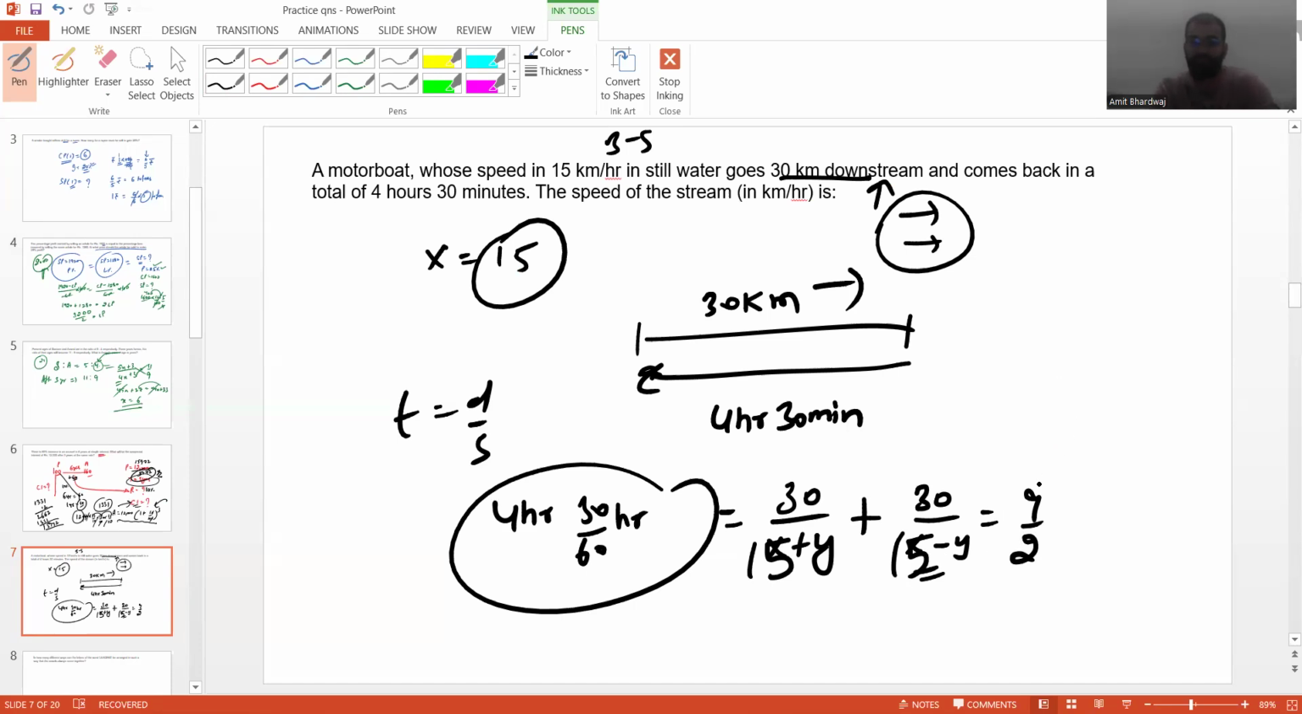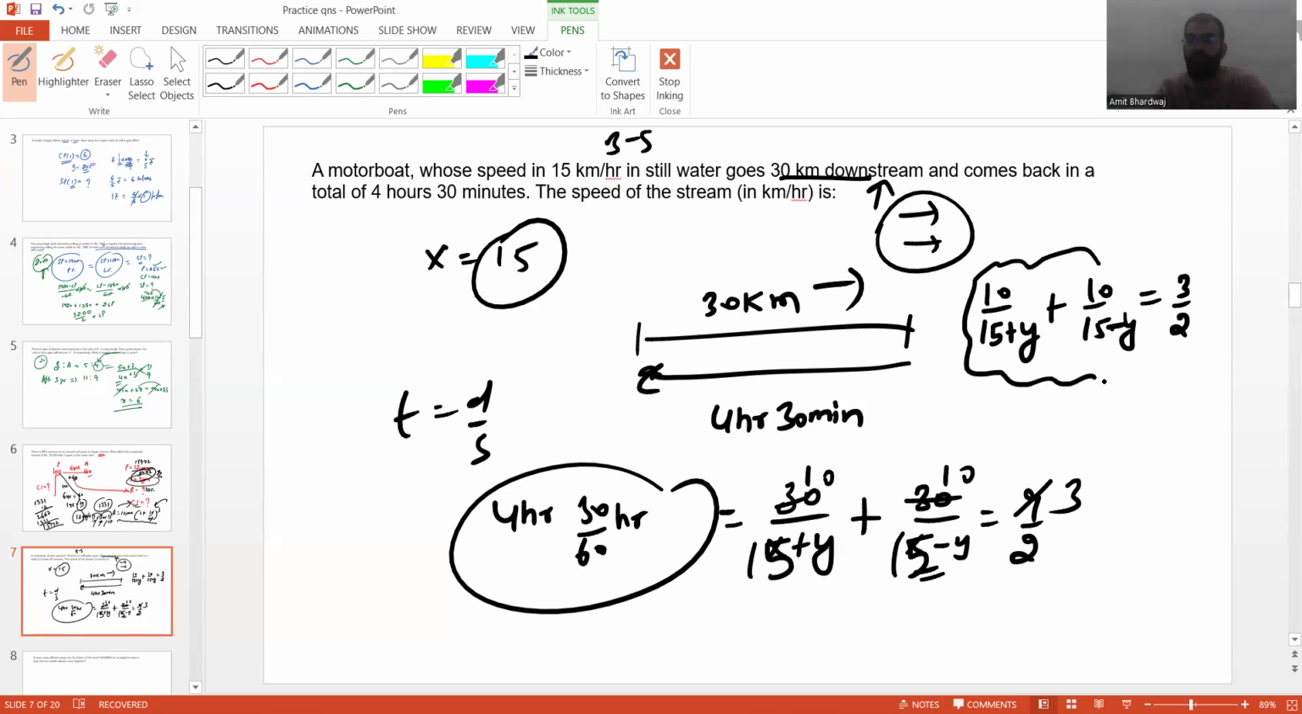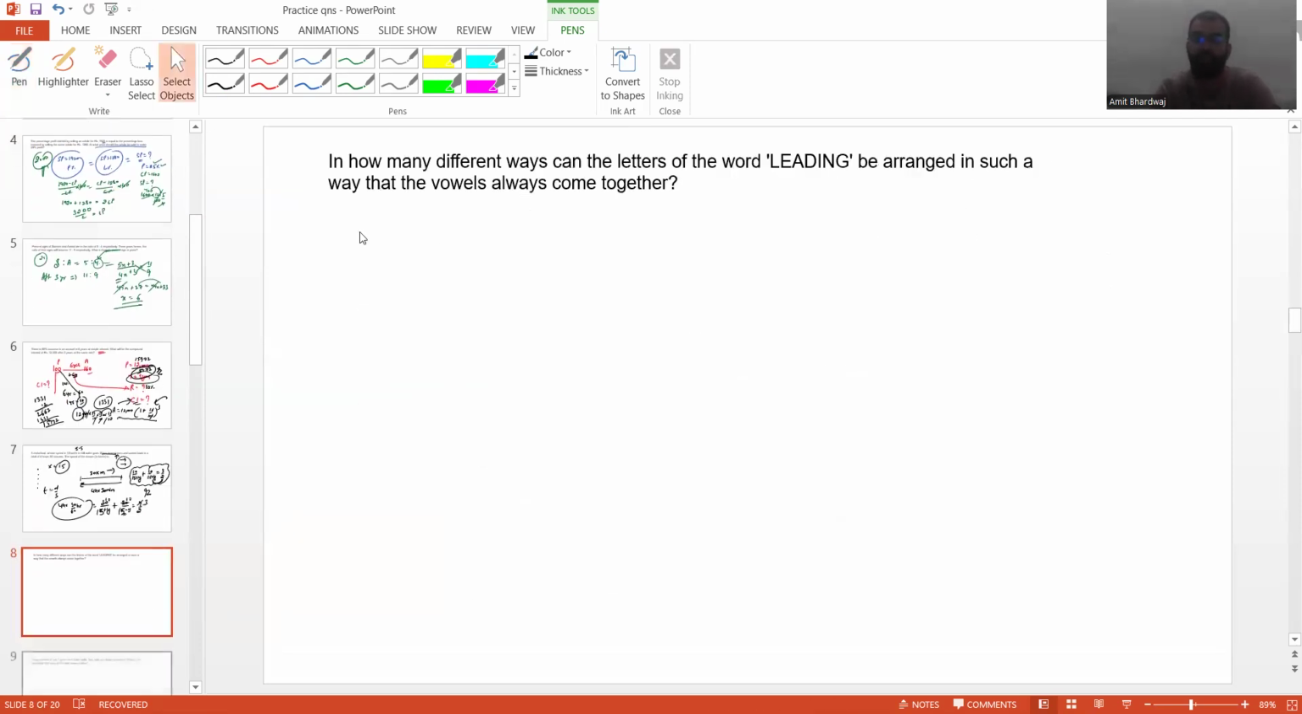So the result is 10 upon 15 plus y plus 10 upon 15 minus y, that is equal to 3 by 2. So you can solve this and you will get the value of y, right? My suggestion to you: whatever options you get in the exam, put the option value of y, then equate LHS and RHS, then you will get your answer, right?